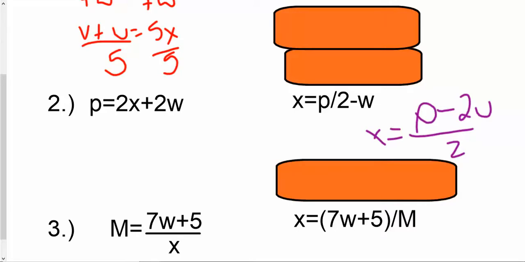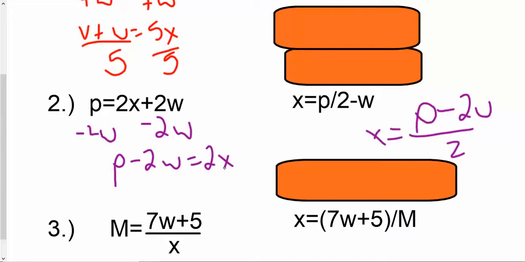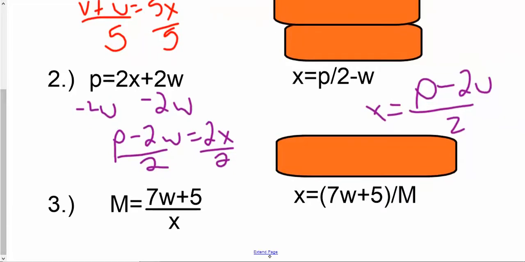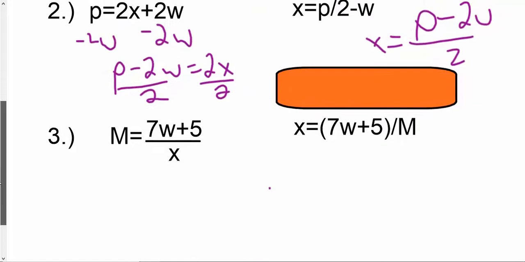But here we're solving for x again, so we're going to first have to subtract 2w from both sides. So we get p minus 2w equals 2x. And then again, we want to undo multiplying by 2. So we divide by 2 and get either one of these two answers. The third one's a little bit trickier.